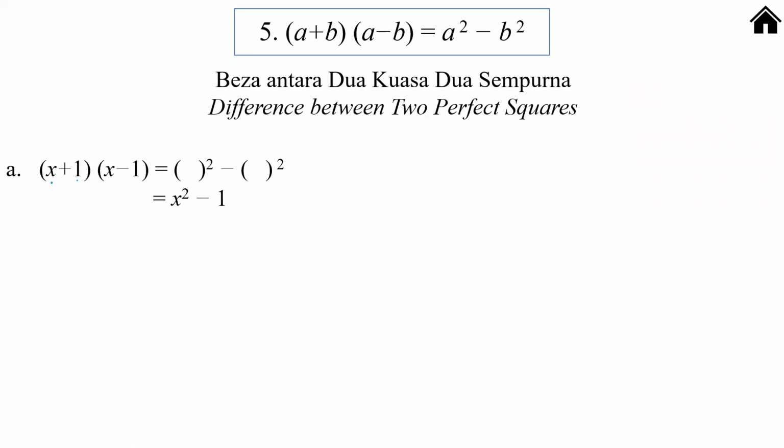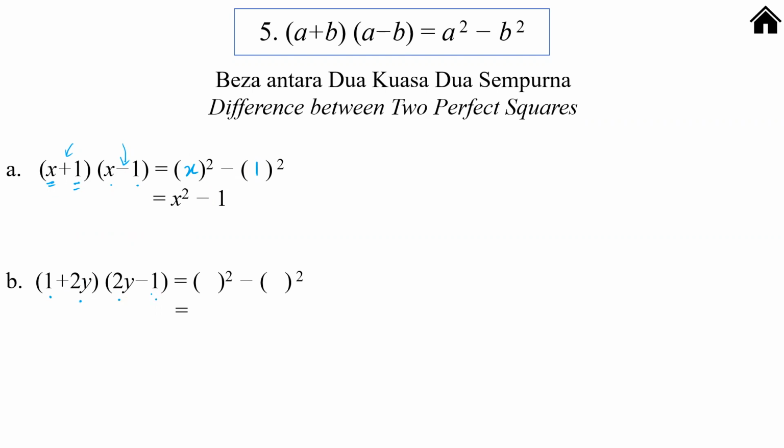So you see x, 1, x and 1, 1 plus, 1 minus. Therefore, it is the format of difference between two perfect squares. So we just take a and b. Oh, sorry, the a is x. The square of x minus the square of b, which is 1. So expand it, it will be x squared minus 1.